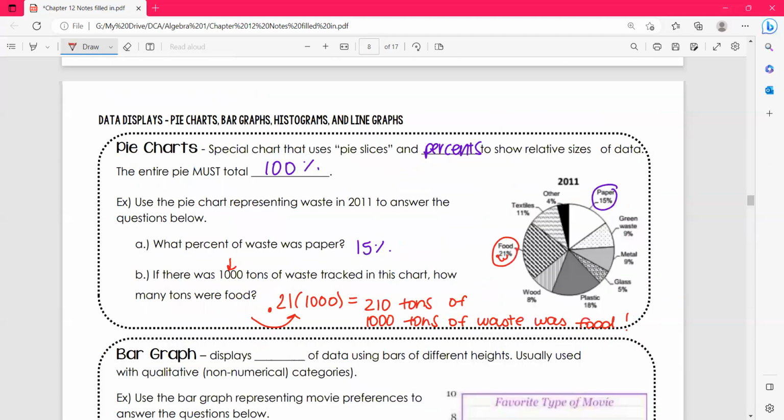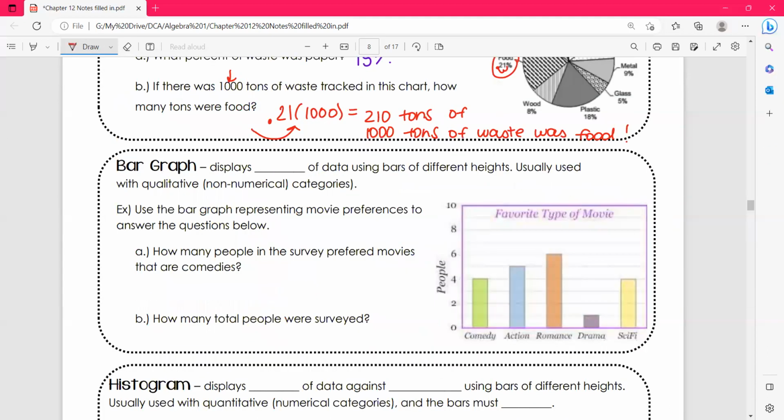Let's learn about a bar graph. A bar graph displays sets of data using bars of different heights, usually used with qualitative, non-numerical categories. So notice these categories aren't numbers, they're topics. Favorite type of movie: we've got comedy, action, romance, and so on. So they're not numbers for a bar graph. How many people in the survey preferred movies that were comedies? So if we go to comedies, go up, we can see 4 people prefer comedies.